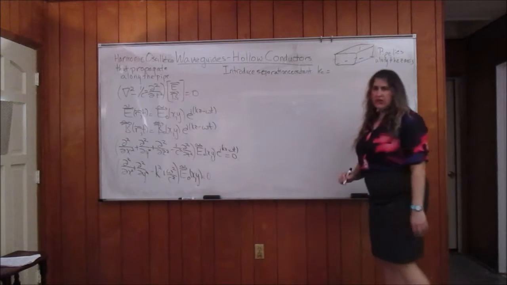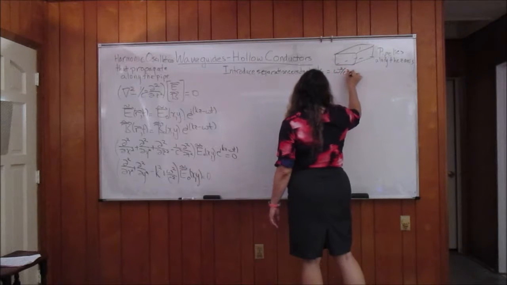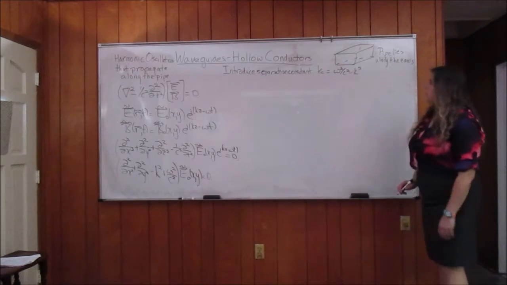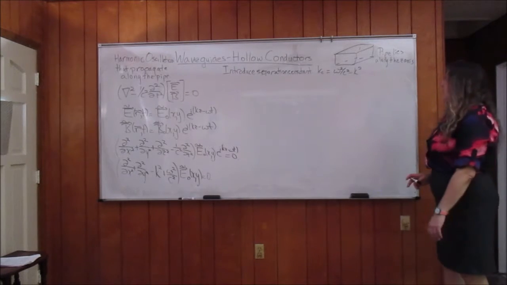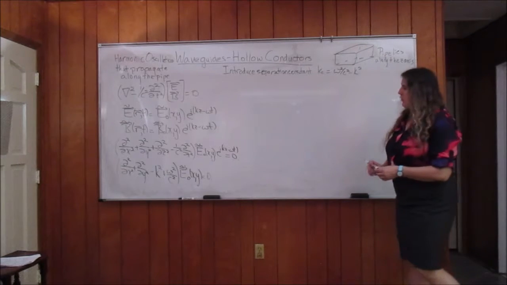Now it's useful at this stage to introduce a separation constant. And I'll call it k sub c, and k sub c squared is equal to omega squared over c squared minus k squared. And c here represents cutoff. And the reason why it is called cutoff will become clear in just a little bit. Okay?